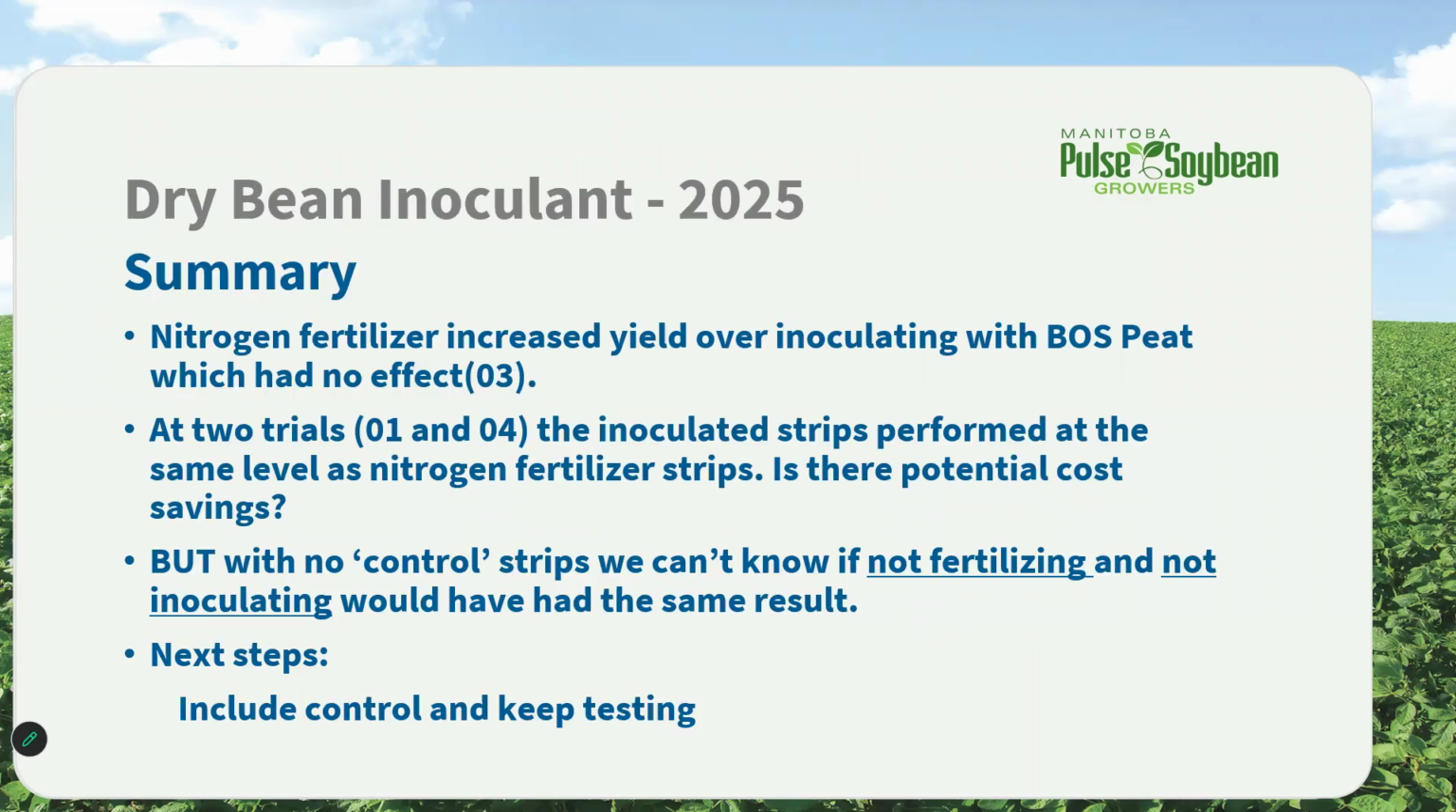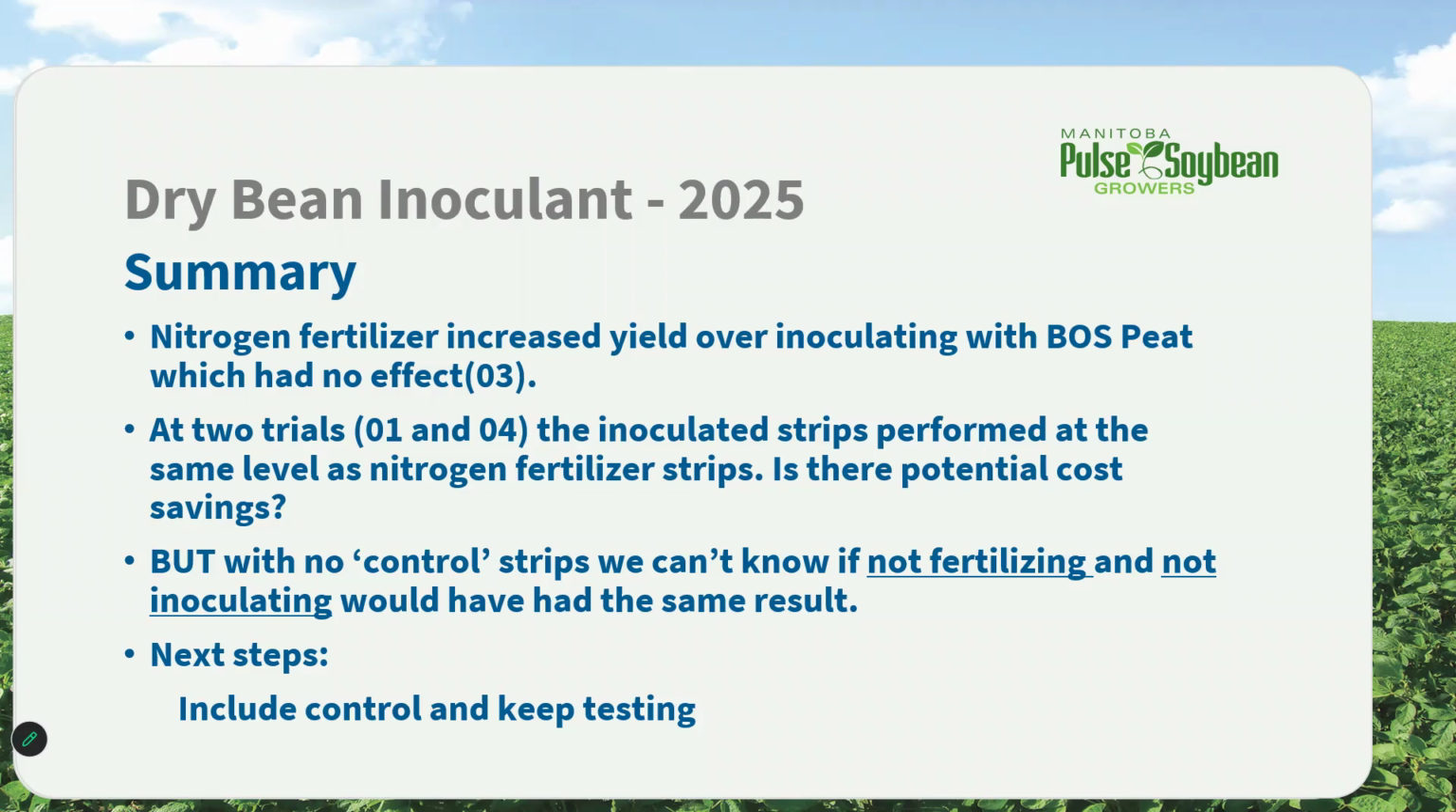So in summary, at the one site, 03, the site had low soil test nitrogen of about 16 pounds per acre. So it would not be unexpected that the beans responded positively to the nitrogen fertilizer blend. And clearly the Bossmeat inoculant tested did not provide a yield response. At 01 and 04, inoculation performed the same as nitrogen fertilizer, which has some potential cost savings if the reason for maintaining yield was in fact due to the inoculation. And this brings me to the last point.